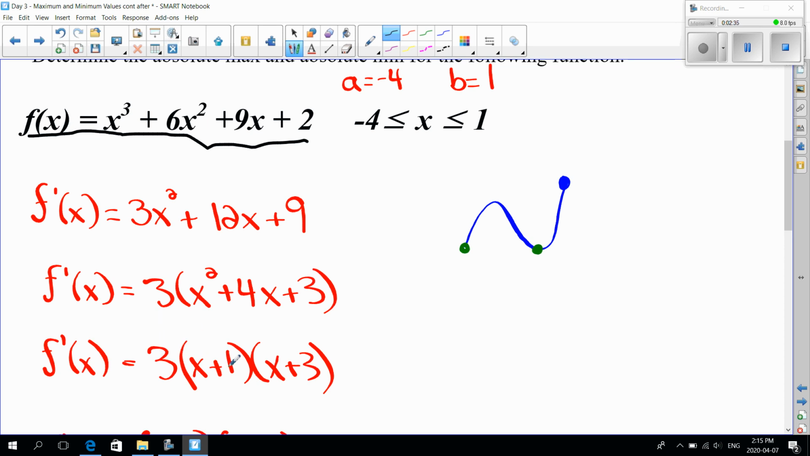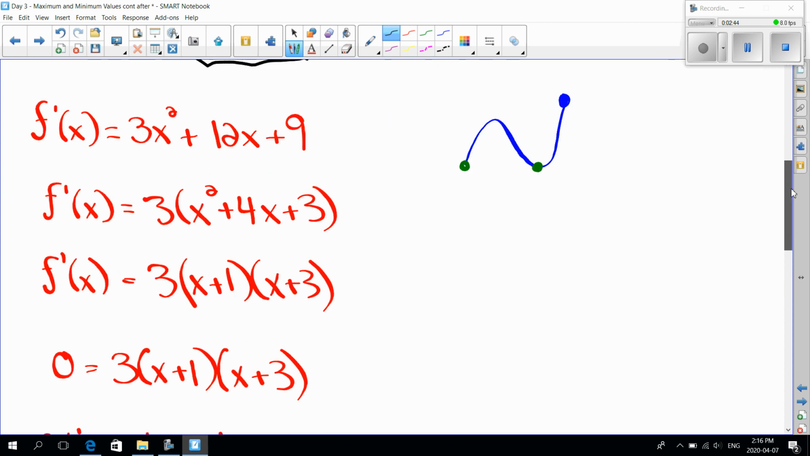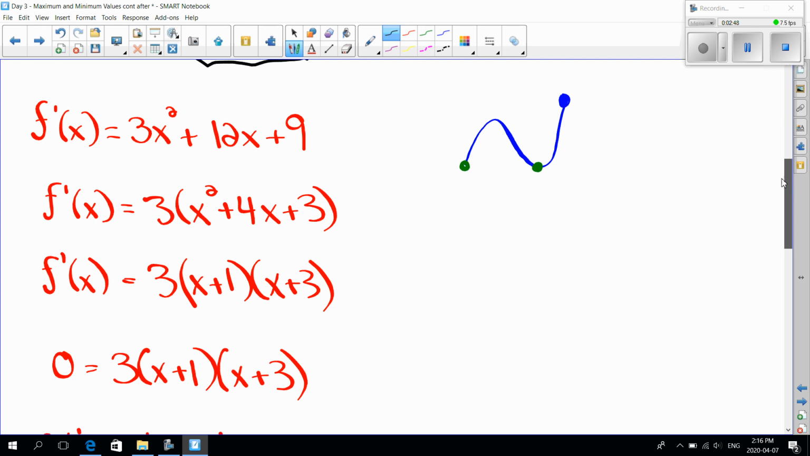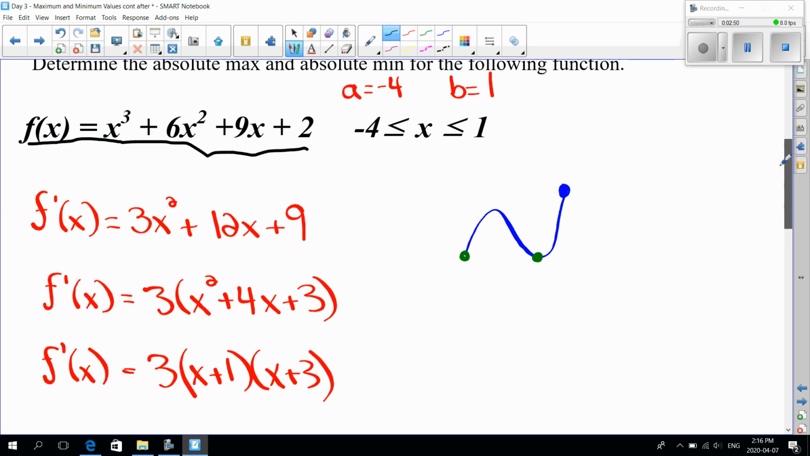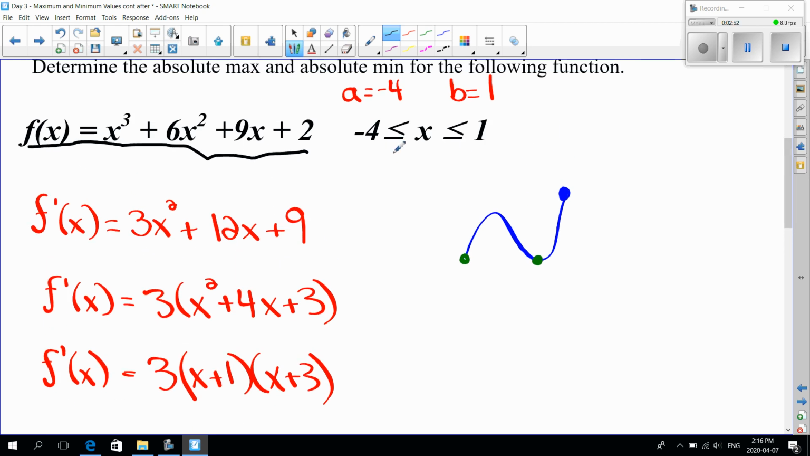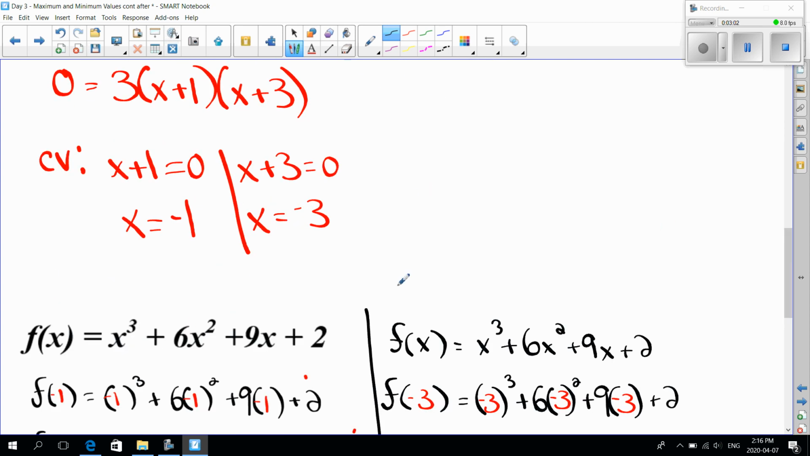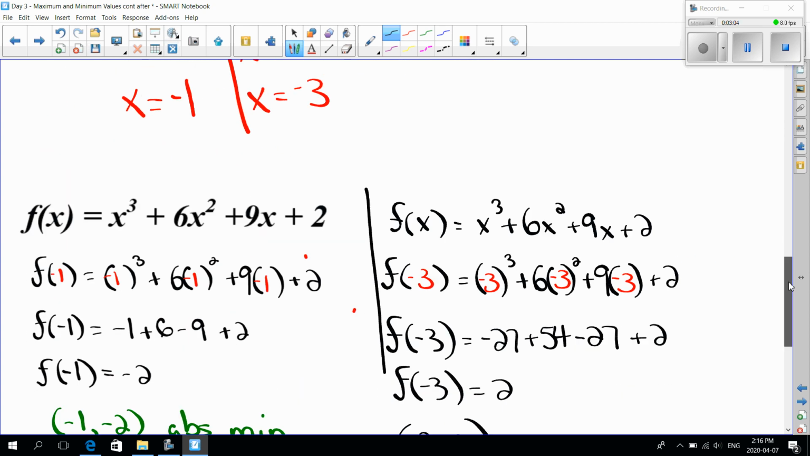But inside the brackets, x plus 1 and x plus 3, well, a -1 would make this 0, a -3 would make that bracket 0. So I have 2 critical values, -1 and -3, and I have 2 endpoints, -4 and +1. Now all I need to do is find the heights of the function at -4, at +1, and at -3 and -1. And you'll see that work down here.